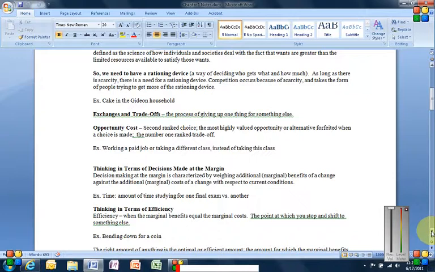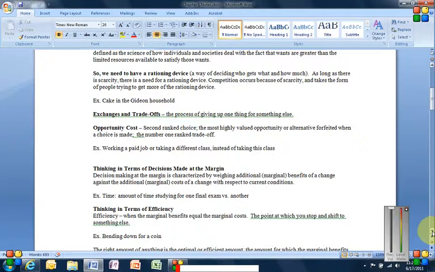So, for example, you didn't have to take AP Economics. It's an elective. And if you're taking it over the summer, in particular, you may have given up some kind of opportunity in order to make time to take this class. You could have worked a paid job. You could have taken a different class instead of taking this class. There's a whole host of options that you probably considered. But if it came down ultimately to taking AP Economics online or working a paid job, that was your second ranked choice, then that's what we refer to as the opportunity cost.